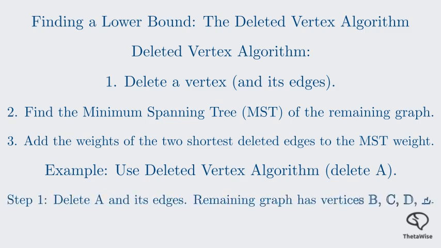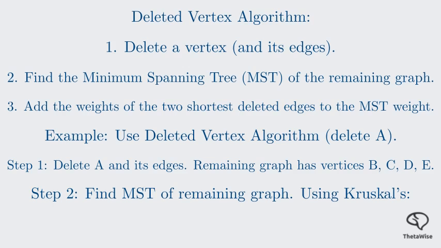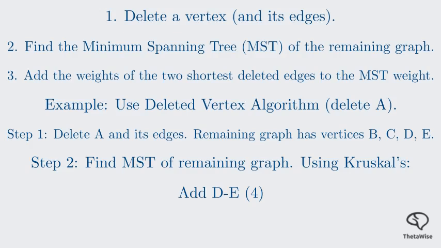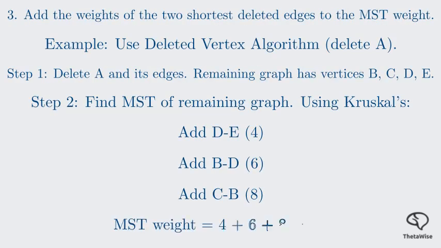Step 1. Delete A and all its edges. We are left with a graph containing only vertices B, C, D, and E. Step 2. Find the MST of this remaining graph. We can use Kruskal's algorithm. We add edges DE 4, BD 6, and CB 8. This connects all vertices with a total weight of 18.